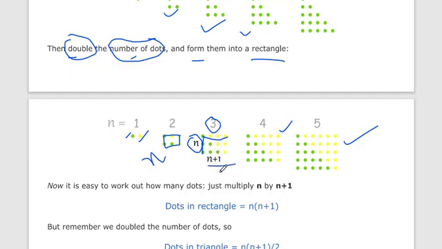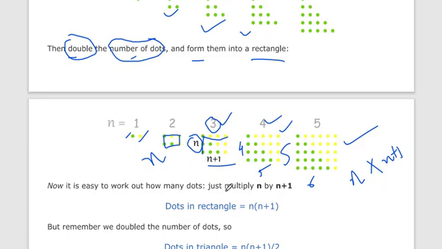So we can say that it is n plus 1. So we now have a rectangle of n by n plus 1. You can see that this is the third term, and the fourth term has 4 rows and 5 columns. In the fifth term we have 5 rows and 6 columns.